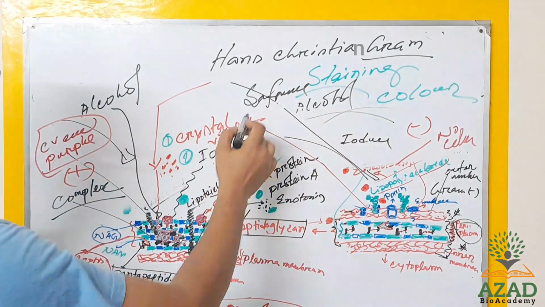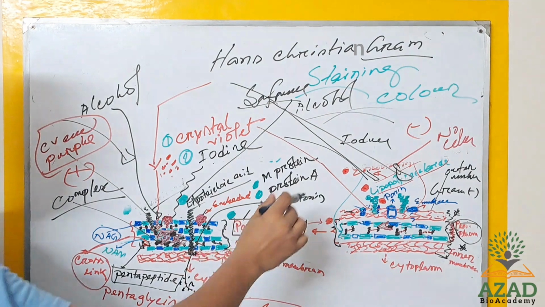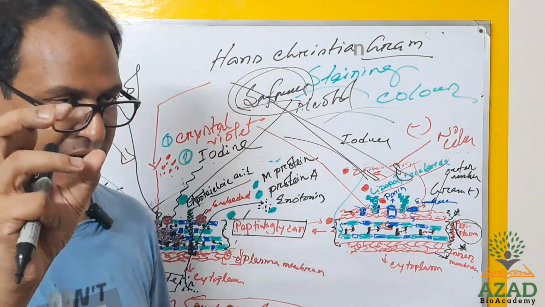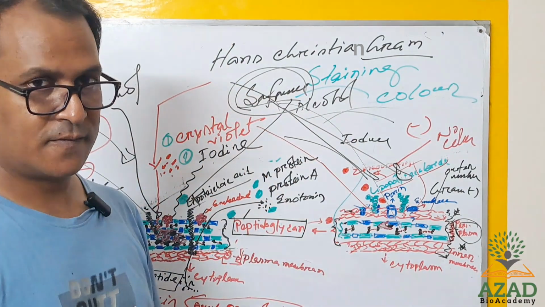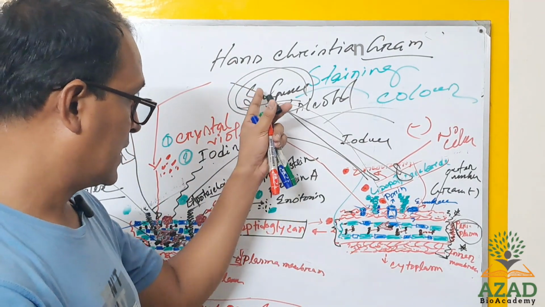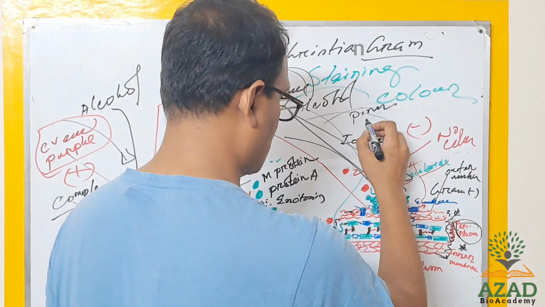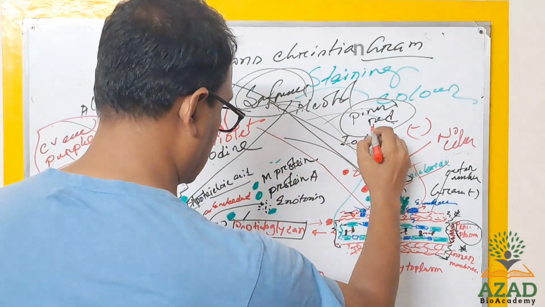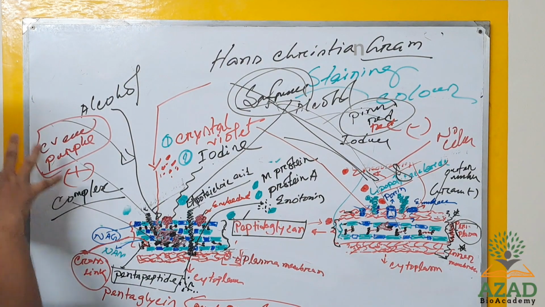Then what will happen? Safranin color, if you add here and if you add here, then what will happen? Safranin has its own color, like brick color, that is red, or you can say pink. So when it is added here and you wash with water and look under the microscope, the pink or red color will be visible here.